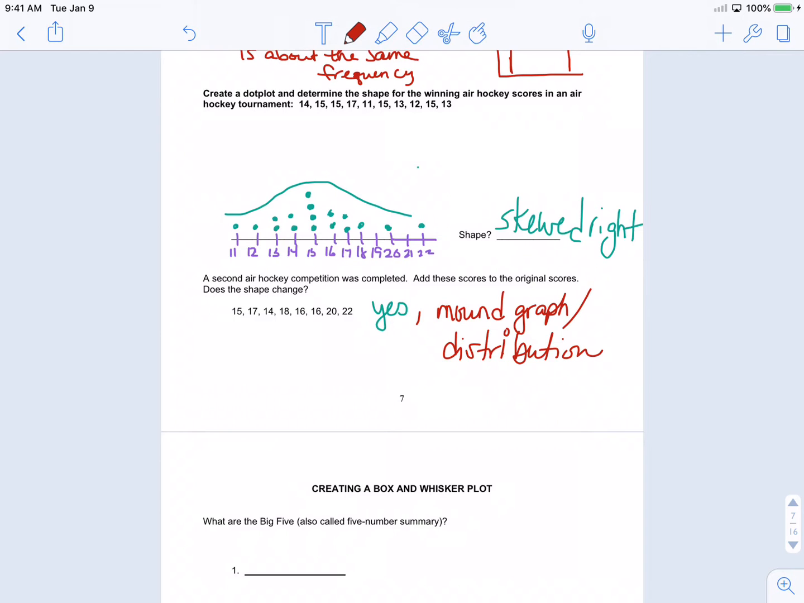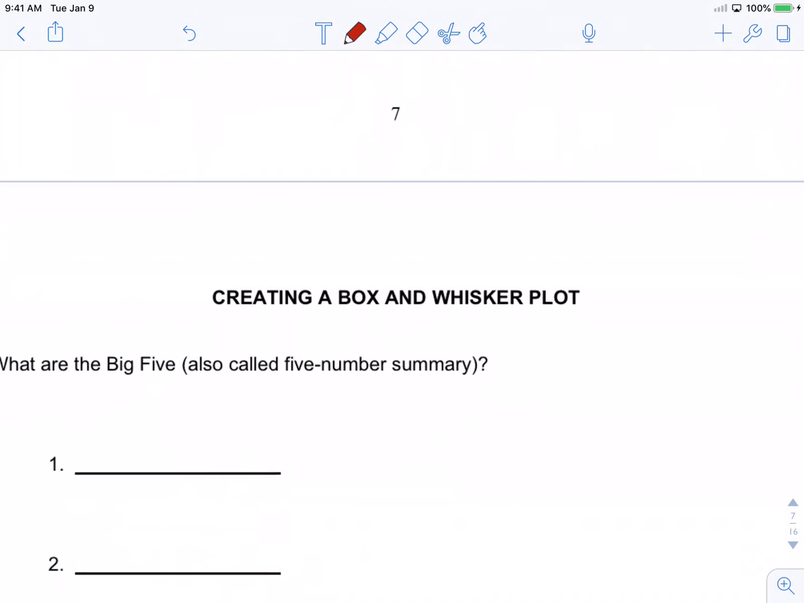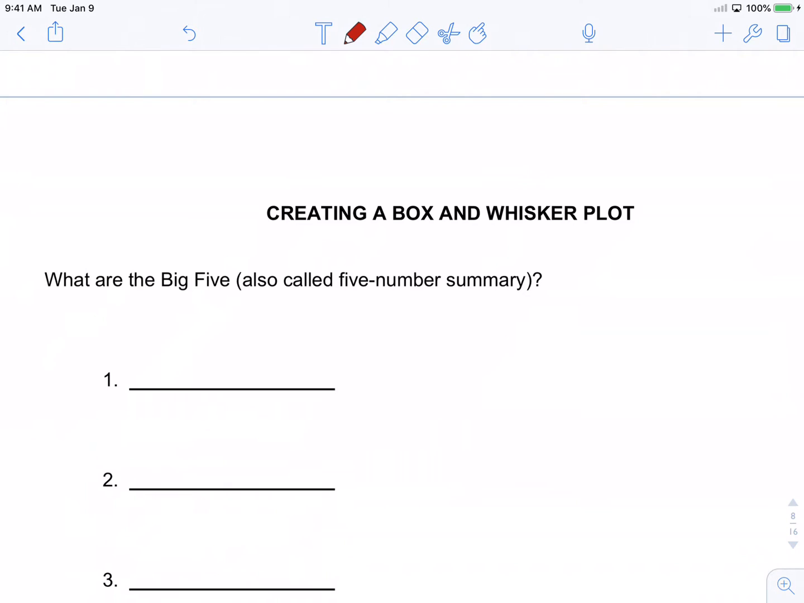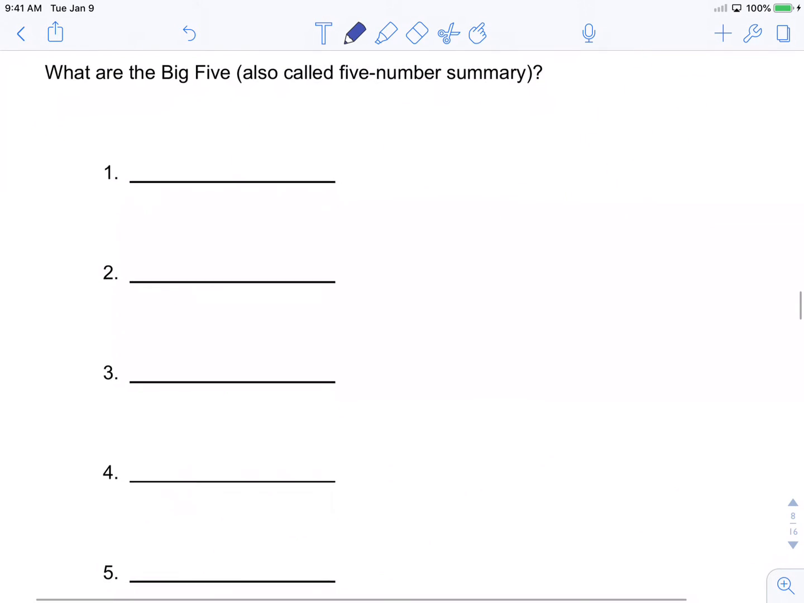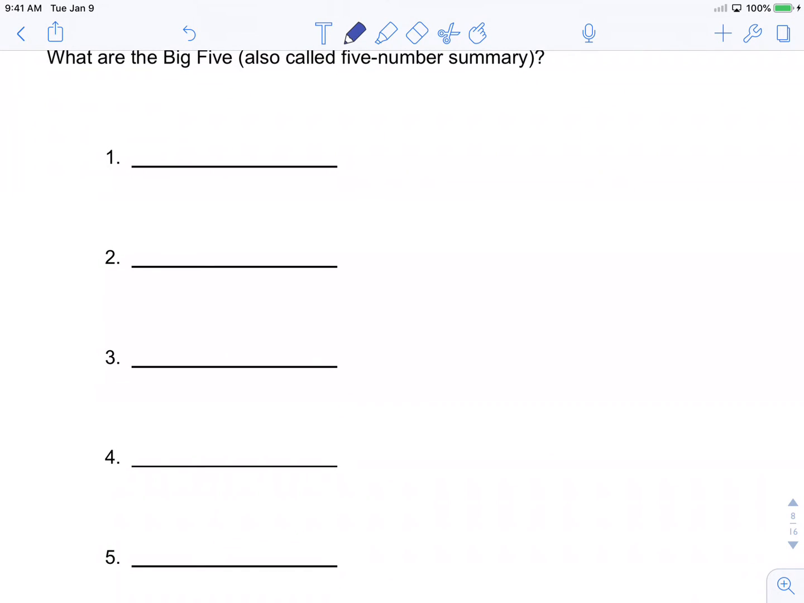Another thing that we're going to look at is a box and whisker plot, sometimes just called a box plot. We're going to talk about graphing a box plot and creating one, still dealing with data. Statistics is like analyzing data. When we look at creating a box and whisker plot, the first thing we think about is something called the Big Five, also known as a 5-number summary. It's a way for us to organize the data after you're given a large list. In the Big Five, we're going to find 5 values to help us create this box plot.